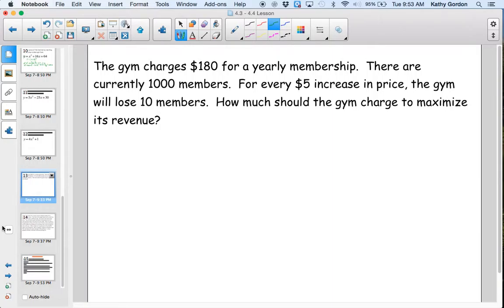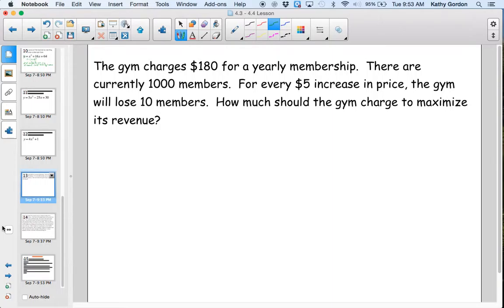So here's a situation where it says a gym charges $180 for a yearly membership. There are currently 1,000 members. For every $5 increase in price, the gym is going to lose 10 members. So the question is, how much should the gym charge to maximize its revenue?